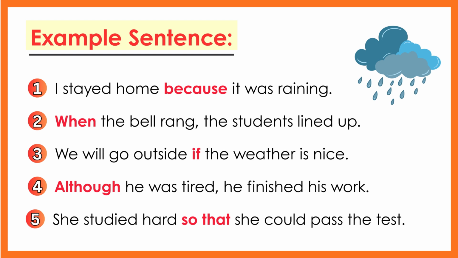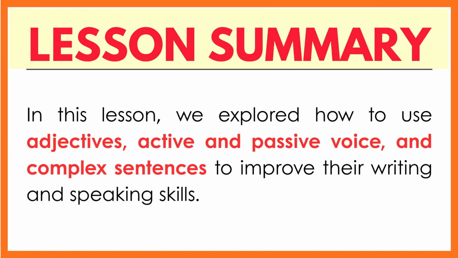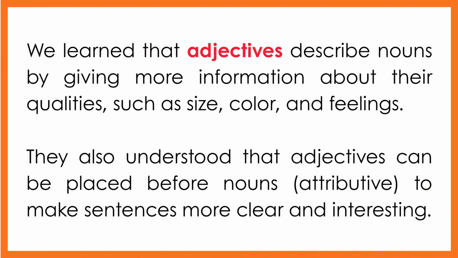Lesson summary. In this lesson, we explored how to use adjectives, active and passive voice, and complex sentences to improve their writing and speaking skills. We learned that adjectives describe nouns by giving more information about their qualities, such as size, color, and feelings. They also understood that adjectives can be placed before nouns, as attributive, to make sentences more clear and interesting.